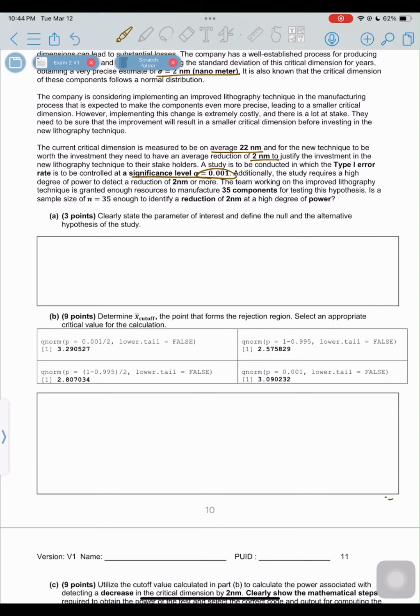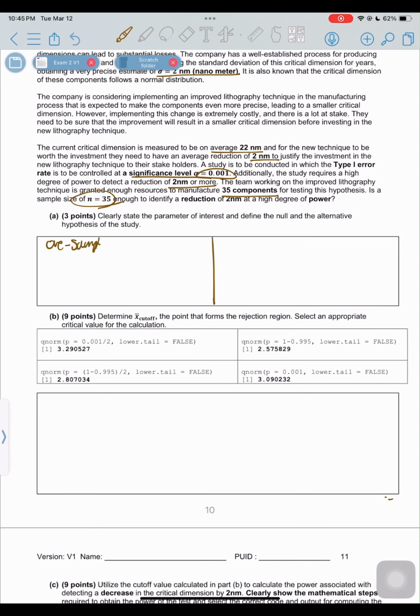Okay, we have that. And then additionally, the study requires a high degree of power to detect a reduction of 2 nanometer or more. The team working on the improved lithography technique is granted enough resources to manufacture 35 components, which is the sample size. Okay, so this question, you can go in 2 different ways. You can either do 1 sample procedure or 2 sample paired procedure.